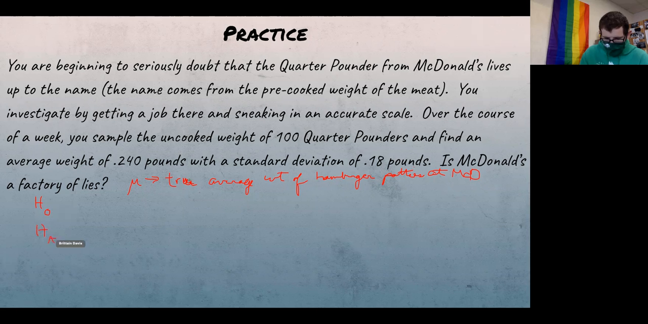Our null is that the quarter pounder really does weigh a quarter pound. All right, we're going to say that mu is 0.25. What's our alternate? Less than. We're not going to complain if they're giving us more than a quarter pound, right?